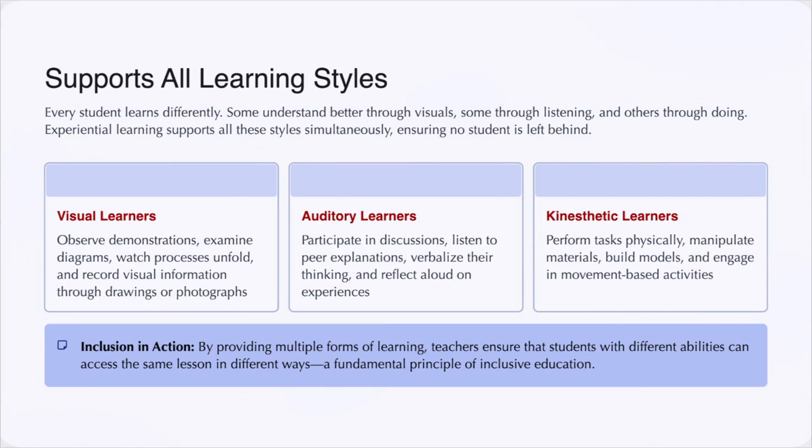Number two, supports different learning styles. Every student learns differently. Some understand better through visuals, some through listening, and others through doing. Experiential learning supports all these styles. Visual learners can observe and record. Auditory learners can discuss and reflect. Kinesthetic learners can perform tasks physically. By providing multiple forms of learning, teachers ensure that no student is left behind.